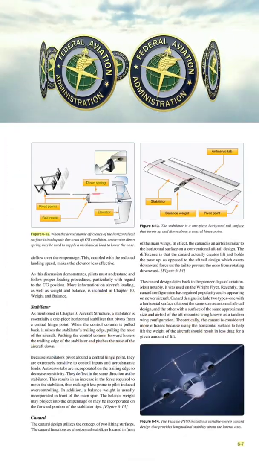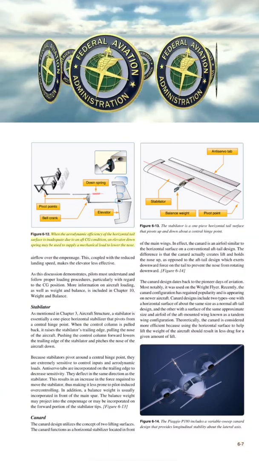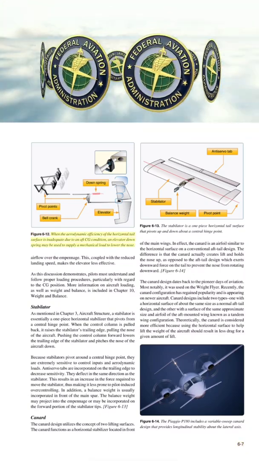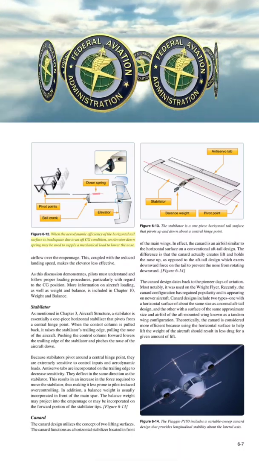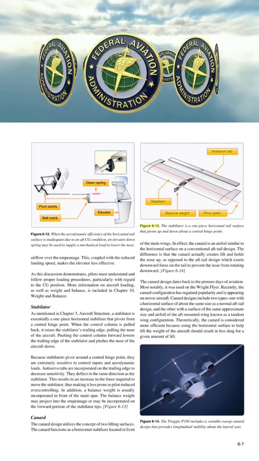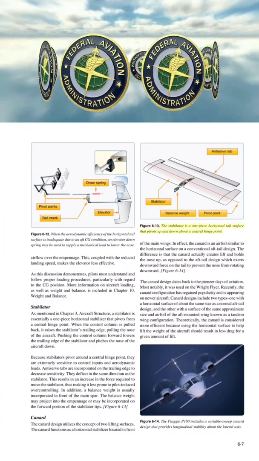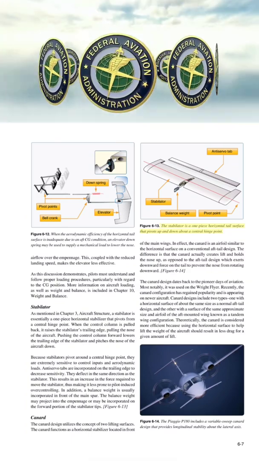Elevator down spring, pivot points, bell crank. Figure 6-12. When the aerodynamic efficiency of the horizontal tail surface is inadequate due to an aft CG condition, an elevator down spring may be used to supply a mechanical load to lower the nose. Anti-servo tab, balance weight, stabilator pivot point. Figure 6-13. The stabilator is a one-piece horizontal tail surface that pivots up and down about a central hinge point.